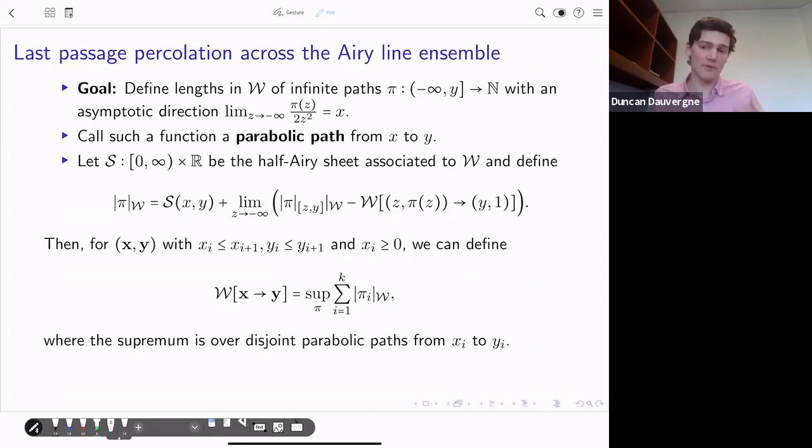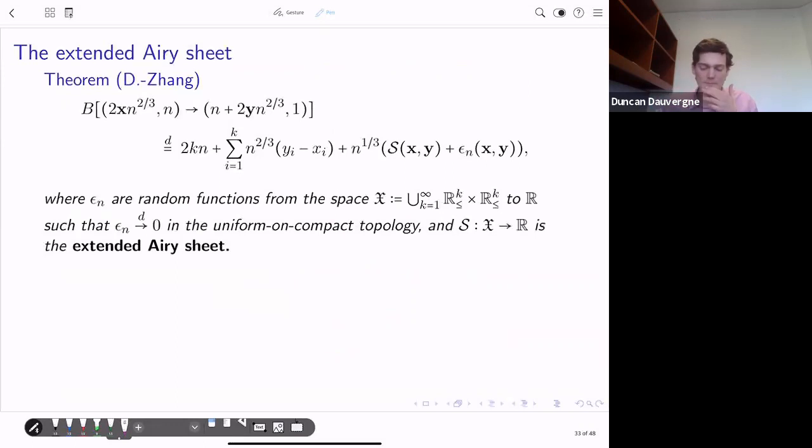So now you have a notion of path length, you can define a notion of last passage. So basically, how are we going to define multi-point last passage? Well, we'll just say that the multi-point last passage value between 2 points is the sup over sums of path lengths, where the sup is over disjoint parabolic paths. Okay. So this allows you to take kind of the full scaling limit of multi-point last passage percolation.